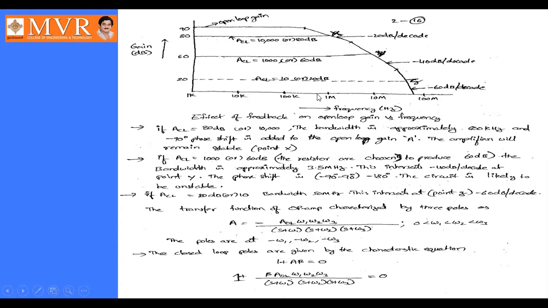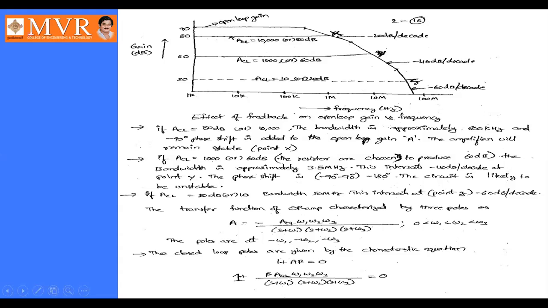Below 1 megahertz, it is around 600 kilohertz, and we can say that the phase shift is added. At this single corner frequency, there will be a phase shift of minus 90 degrees of the signal, and the open loop gain is here A, so the amplifier will remain stable. Because of this single corner frequency, the gain remains constant up to this corner frequency. Hence we can say that the operational amplifier is stable at this point, which we are going to consider as point X.